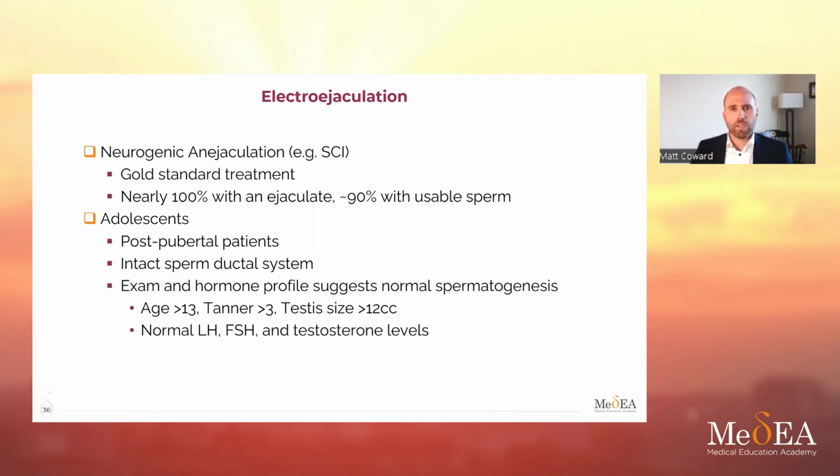This can also be done in adolescent patients, which we would typically only do in post-pubertal patients with a known intact sperm ductal system, as well as a hormone profile suggesting normal spermatogenesis. What I mean by that is they would need to be older than 13 years of age, Tanner stage 3, and with testis size greater than 12 cc's, also with a normal hormone profile suggesting normal spermatogenesis as well.